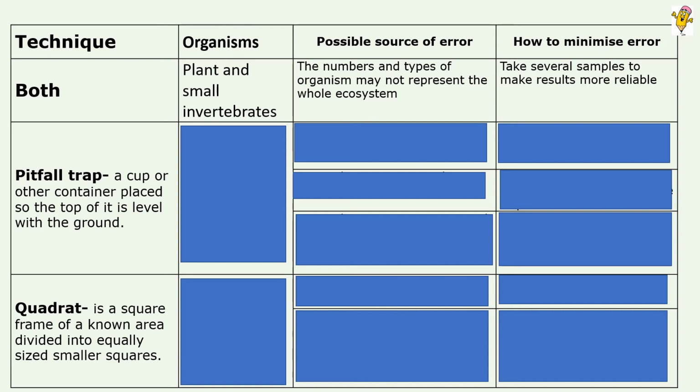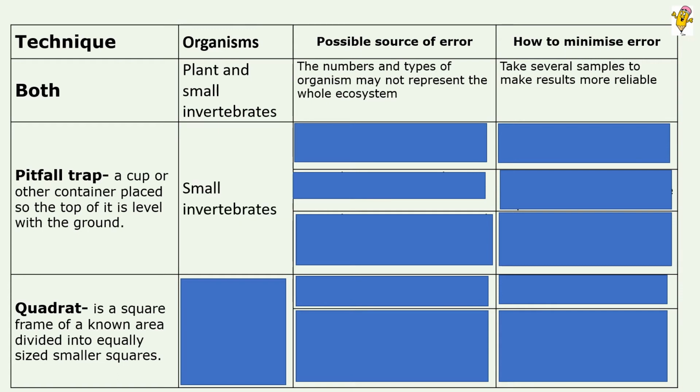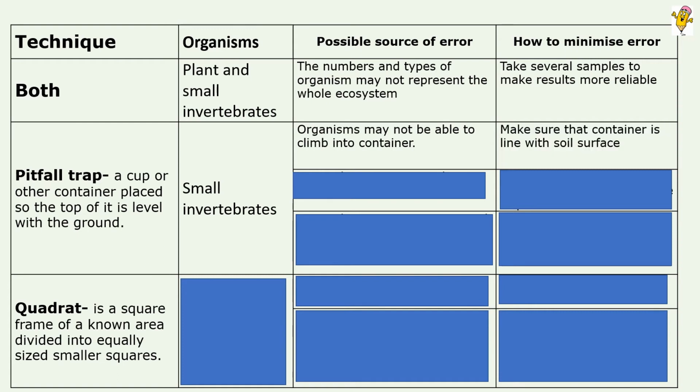So for the next one, you've got your pitfall trap. Its technique would be to put a cup or other container placed so that the top of it is level with the ground, and then you'd camouflage it. Your organism that it would sample would be small invertebrates or small soil animals. Its possible source of error would be that organisms may not be able to climb into the container. And to minimize this error, you should make sure that the container is in line with the soil surface.